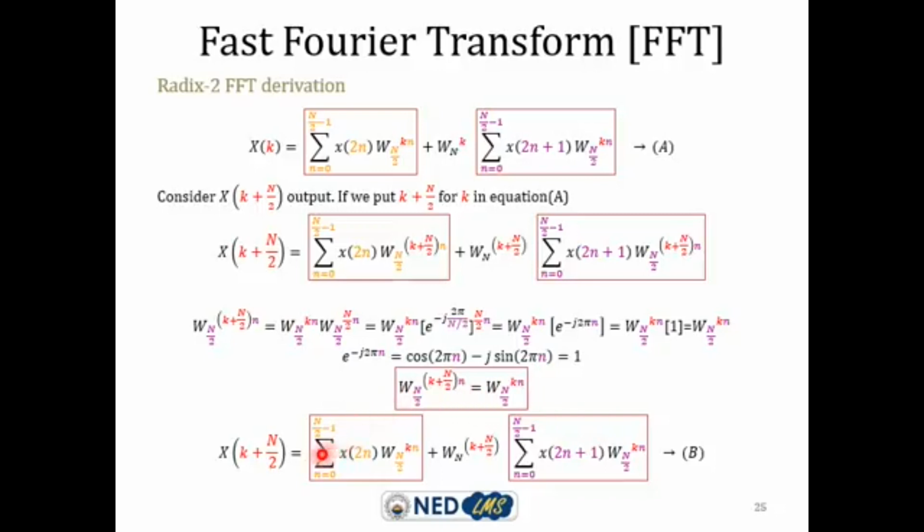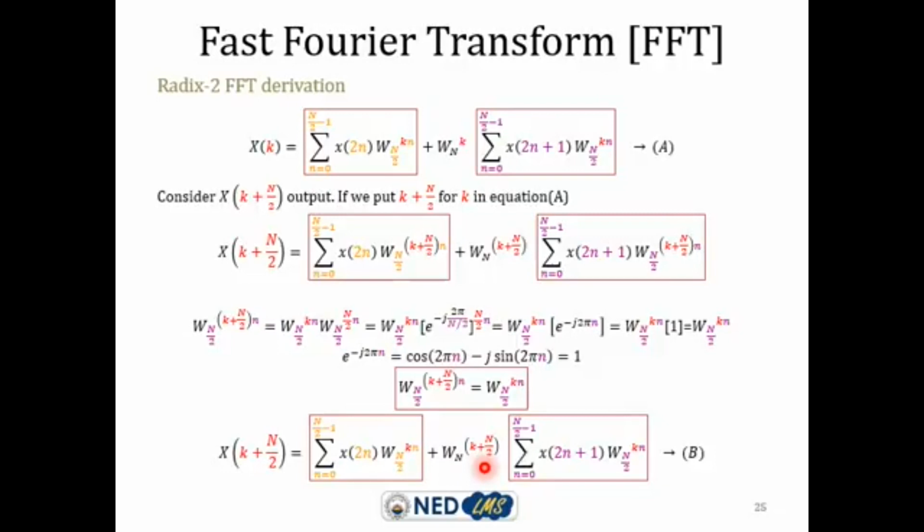Now if we compare equation A with equation B, we will simply find this is the first N by 2 point DFT and this is the second N by 2 point DFT. The only difference in equation A and B is that now we are multiplying the second N by 2 point DFT outputs with this factor. Now in order to make things simpler, let's assume the value of capital N is equal to 8, which is the case of 8 point FFT or 8 point DFT.